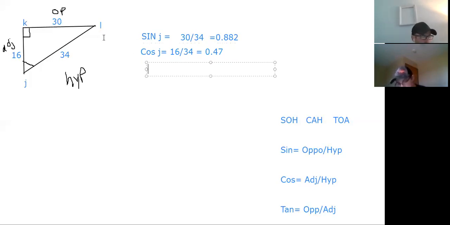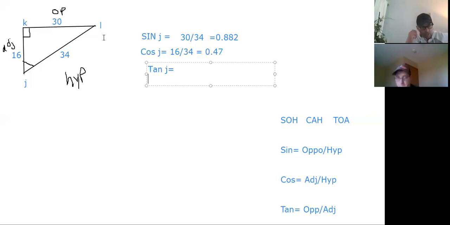Do tangent of J, and I'll check you when I get back. Opposite over adjacent. So 30 over 16.